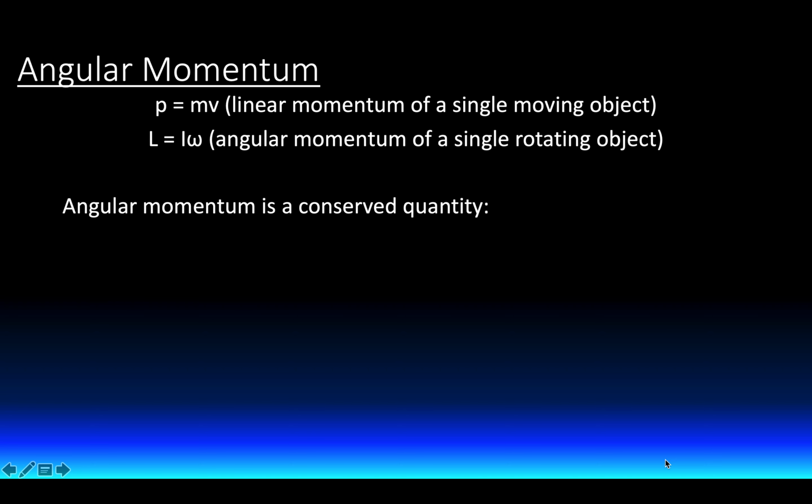That means that if I have a system of multiple objects and those objects are all spinning, then I could say each of those objects possesses some amount of angular momentum at any given moment. And if those objects are to interact with each other in some manner, the total amount of angular momentum before the interaction must be equal to the total amount of angular momentum after the interaction.